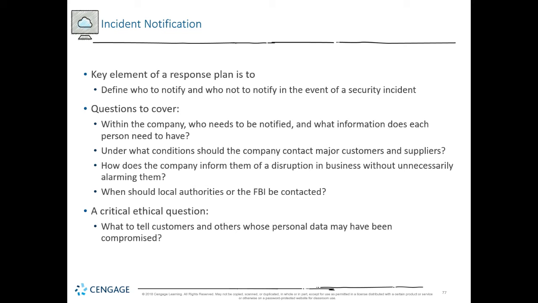Incident notification. A key element of the response plan is to define who is notified and who is not notified in the event of a security incident. Questions to cover: Within the company, who needs to be notified and what information does each person need to have? Under what conditions should the company contact major customers and suppliers? How does the company inform them of the disruption in business without unnecessarily alarming them? When should local authorities or the FBI be contacted? A critical ethical question: what to tell customers and others whose personal data may have been compromised?